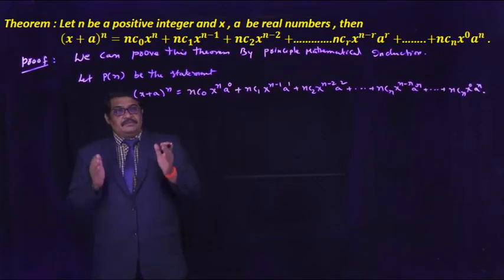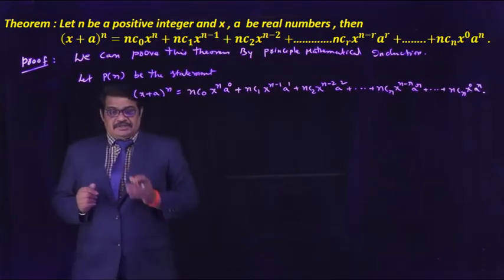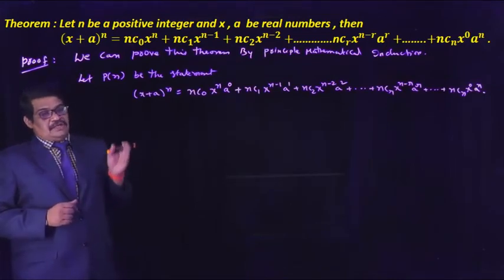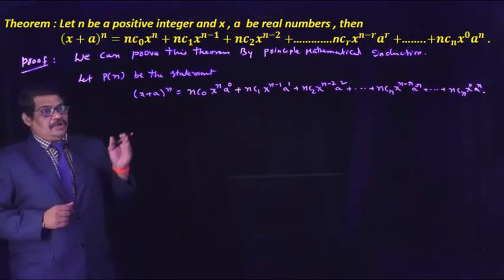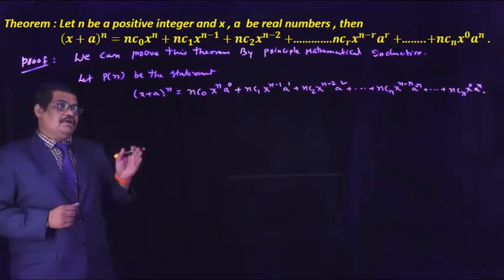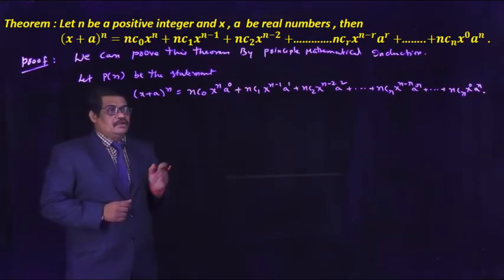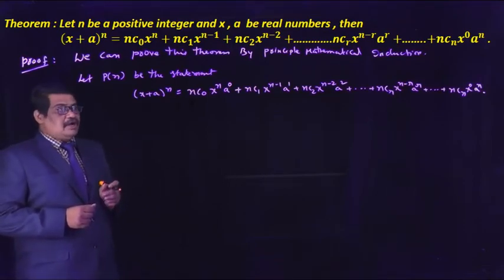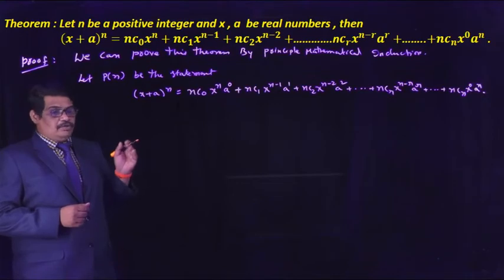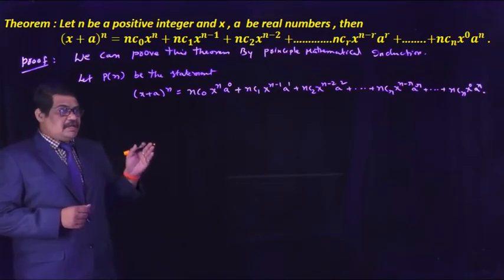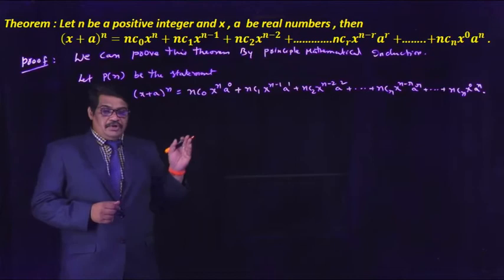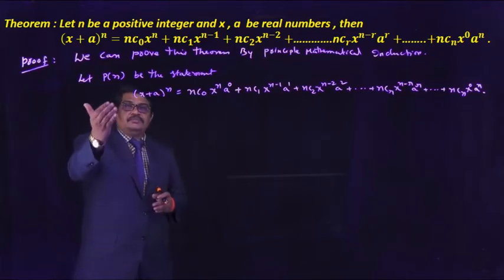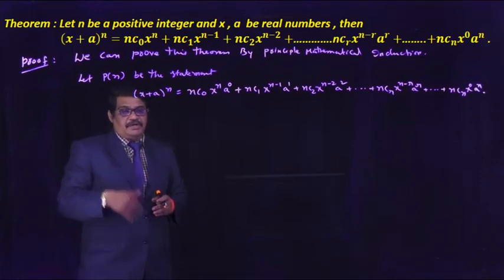Let P(n) be the statement that (x + a)^n = nC0 x^n a^0 + nC1 x^(n-1) a^1 + nC2 x^(n-2) a^2 + and so on, nCr x^(n-r) a^r, plus and so on, nCn x^0 a^n. This is our statement. Now we can prove this theorem by mathematical induction.